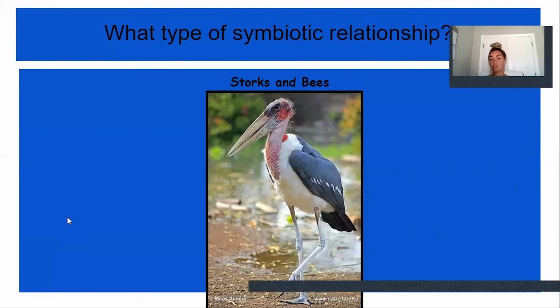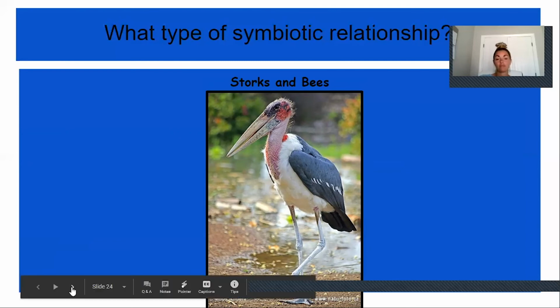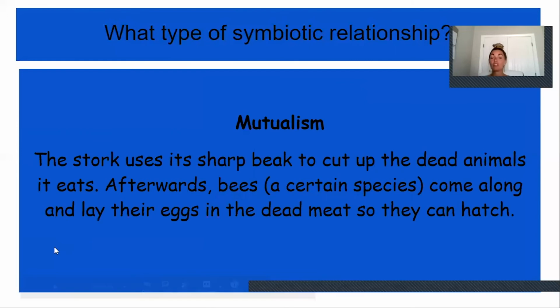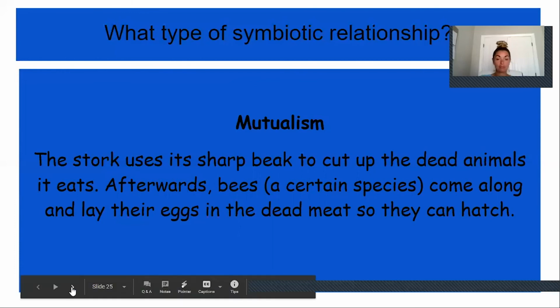Okay, what about the stork and bees? What kind of relationship do they have? Mutualism. The stork uses its sharp beak to cut up the dead animals it eats. Afterwards, a certain species of bees come along and they lay their eggs in the dead meat so they can hatch. So that's interesting, right? Had no idea. Pretty cool though.